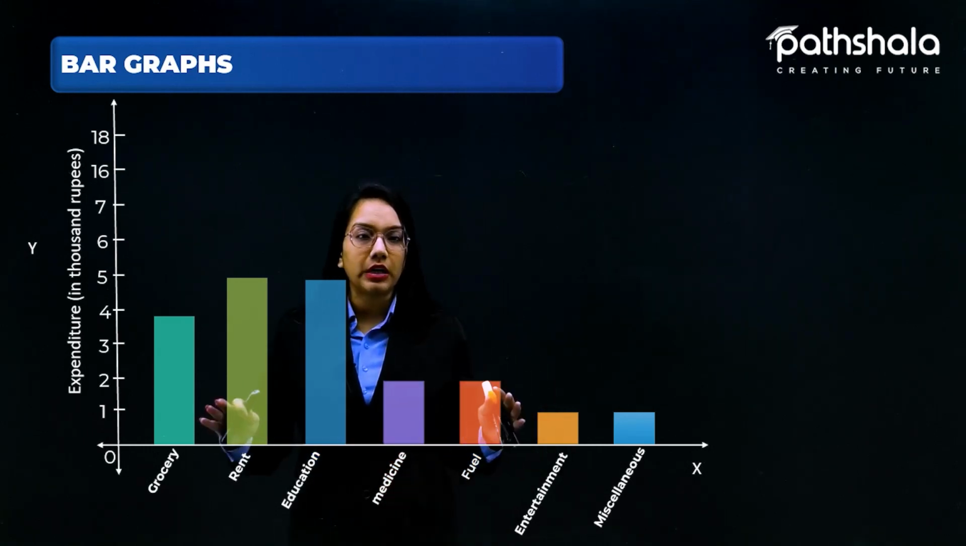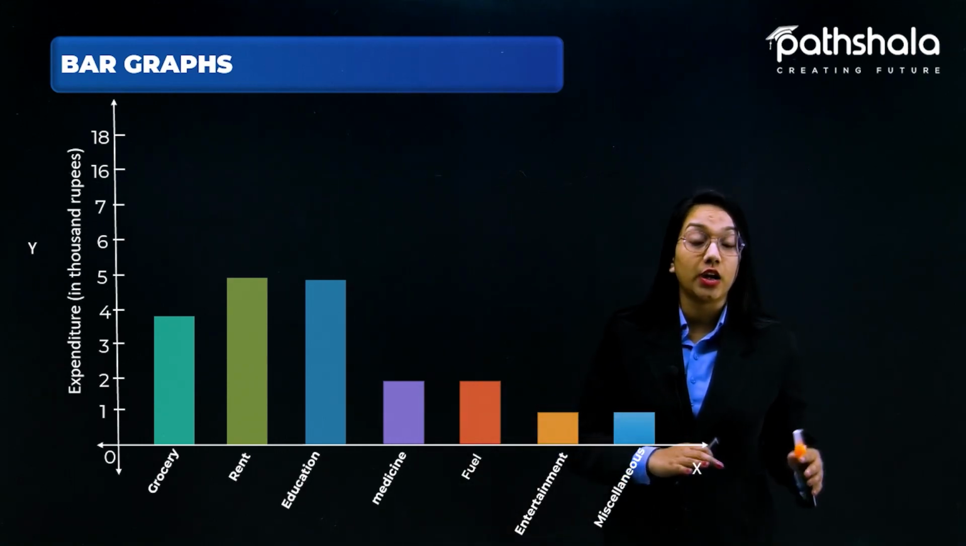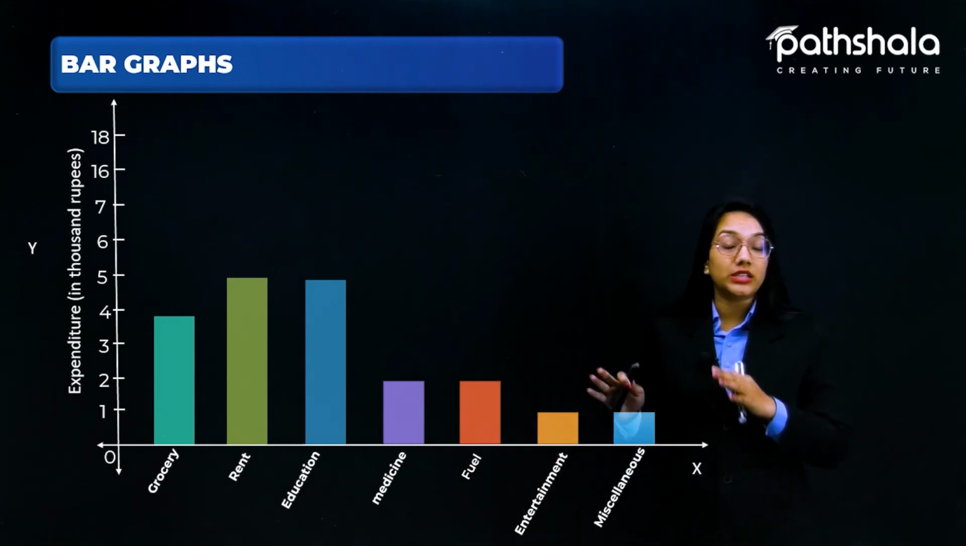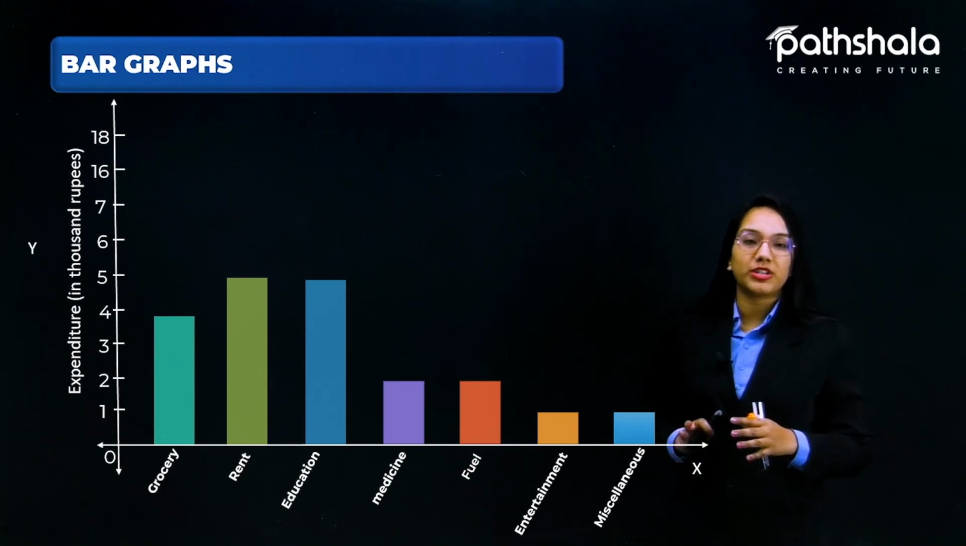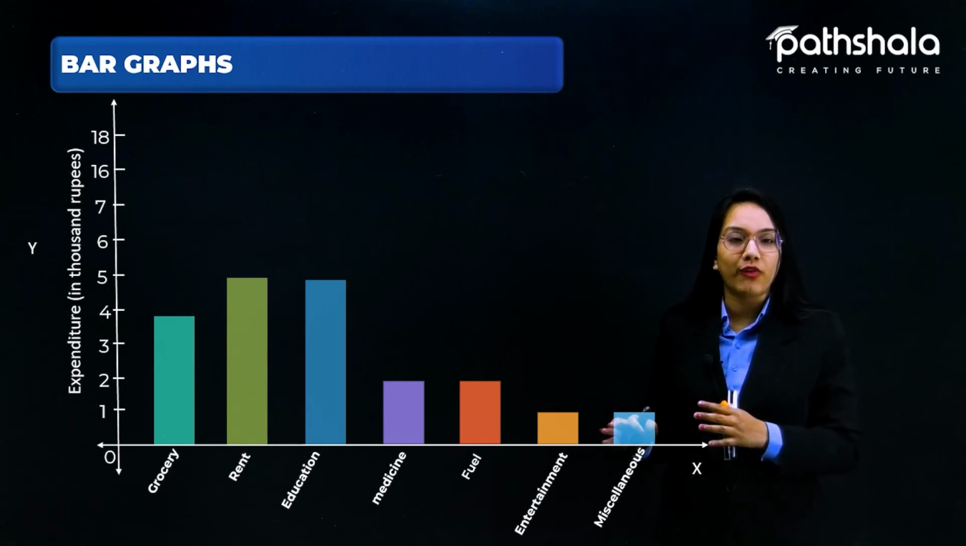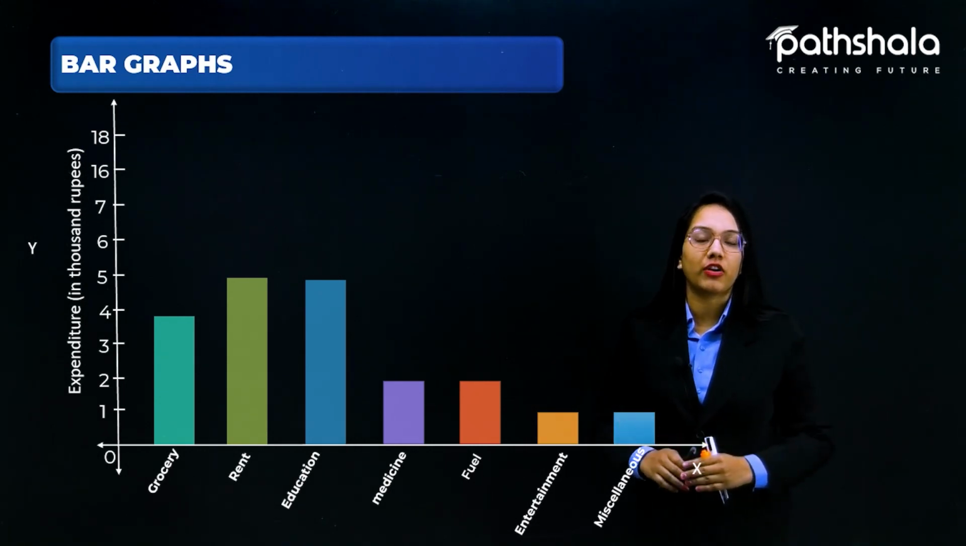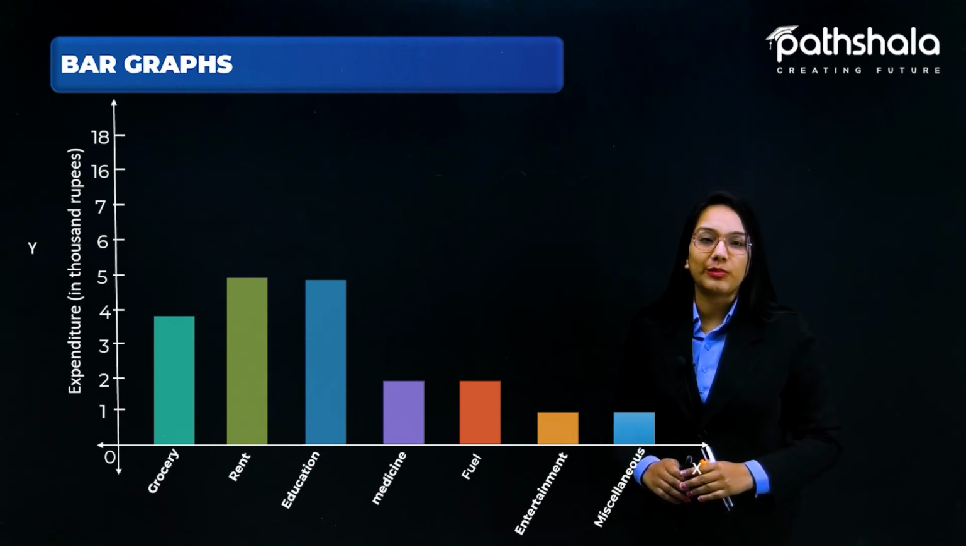So we can interpret the data more easily than with the tabular form. This graphical representation of the data is far better than the tabular representation. So this is the very first graphical representation of data, which is called bar graphs.